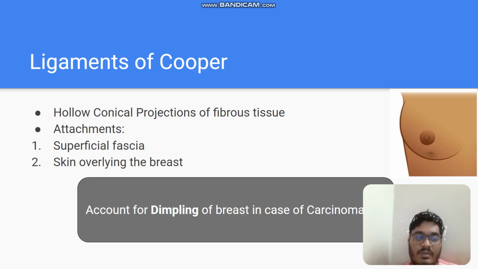Ligaments of Cooper. Ligaments of Cooper are hollow conical projections of fibrous tissue. These attach to the superficial fascia and the skin overlying the breast. When a tumor is formed which involves the ligaments of Cooper, the tumor pulls the ligaments and hence it pulls the overlying skin of the breast, and this leads to puckering or dimpling of skin, which is a common sign seen in case of malignancies of breast.